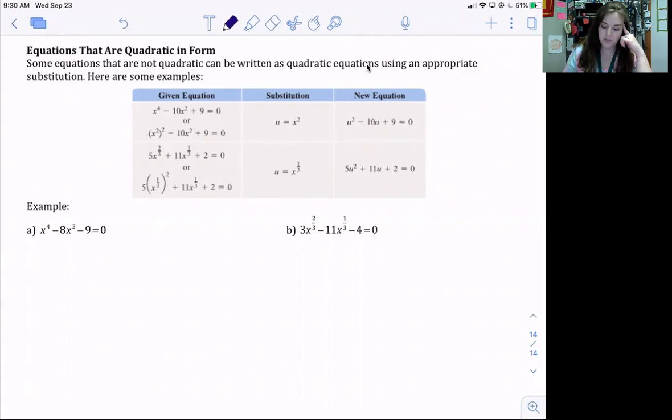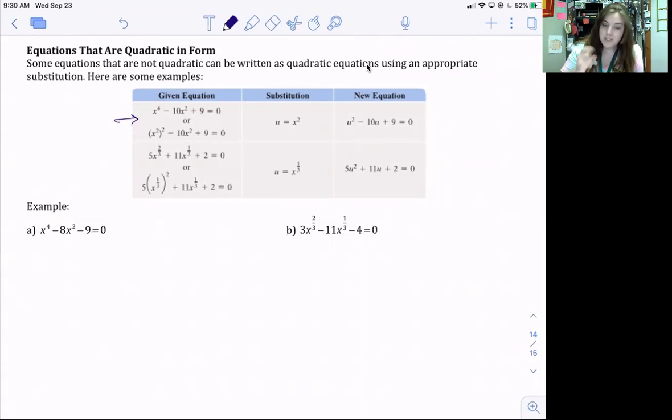So if we look at this first row, we have x to the fourth minus 10x squared plus 9 equals 0. Or using our power rule, we can rewrite that as x squared squared minus 10x squared plus 9. Now, if we let u equal x squared, we can rewrite this equation as u squared minus 10u plus 9 equals 0.